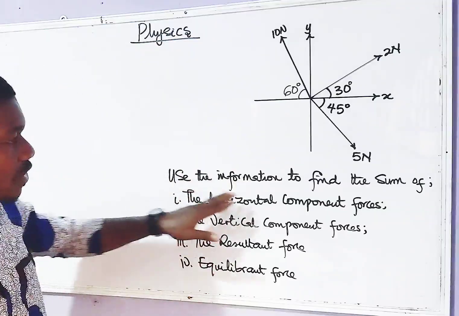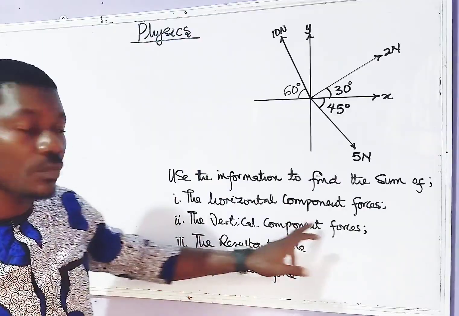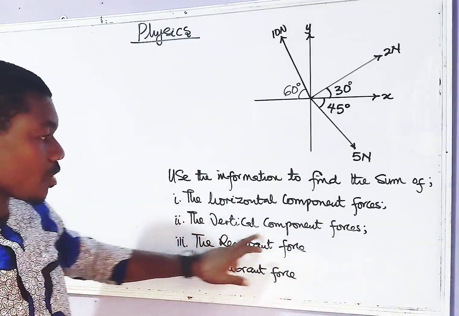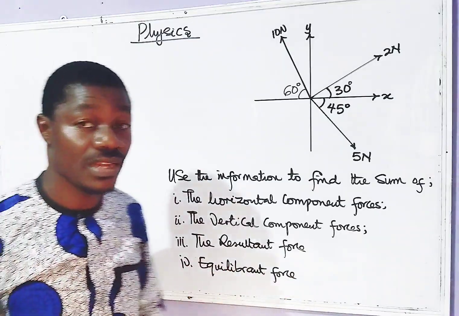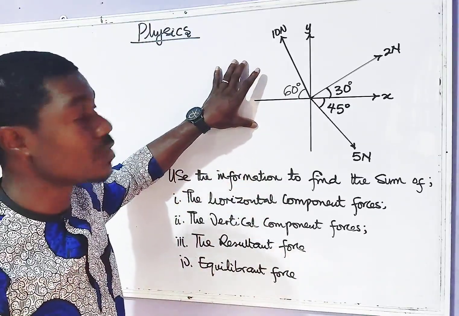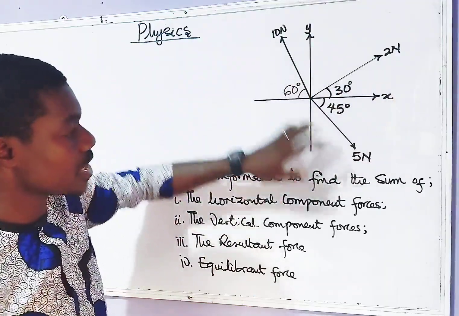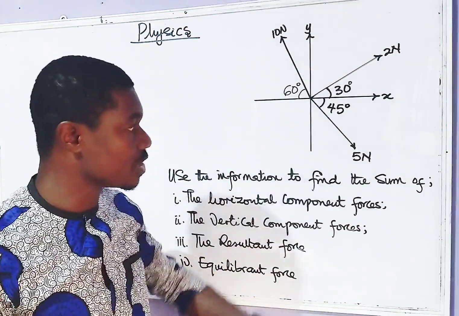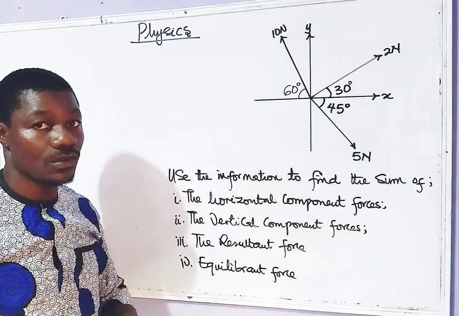Okay, and the task is to use the information to find the sum of the horizontal resultant component forces, the vertical component forces, the resultant force, and the equilibrium force. On this plane, the y and x axis plane, we have the 2 Newton, the 10 Newton, and the 5 Newton with their respective angles. Okay, what do we do first?